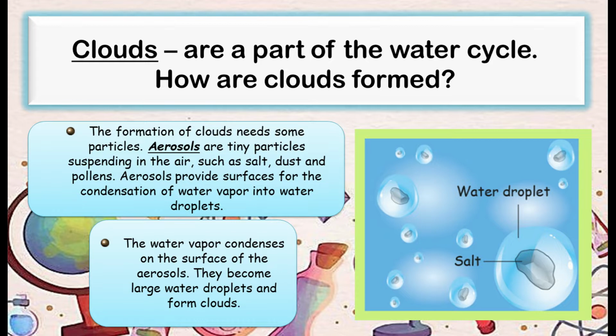When water vapor rises and mixes with the aerosols in the air, the water vapor condenses on the surface of the aerosols, and they become large water droplets. Eventually, these large water droplets will burst into many smaller water droplets to form clouds. Each of the water droplets has an aerosol as its core particle.